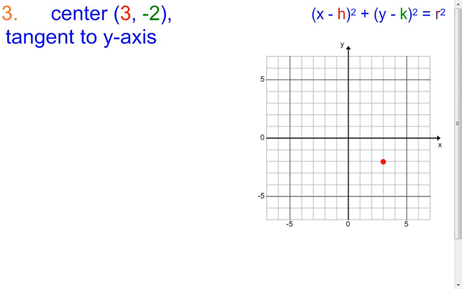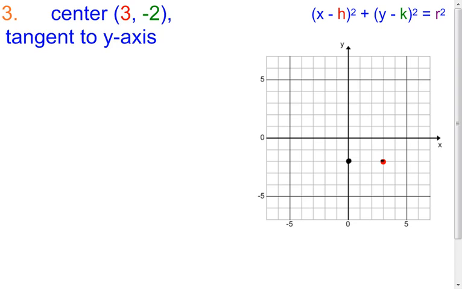All right, and then we've got another one here. It's centered at 3, negative 2, which I already have graphed for you. And then tangent to the y-axis. Tangent means that it brushes the y-axis. That's what being tangent to something means, okay? So the circle brushes the y-axis. So here's my center, and my circle has to brush, or barely touch, the y-axis. Here's the y-axis right here, and it's going to brush this spot.